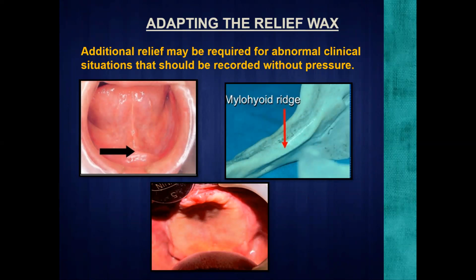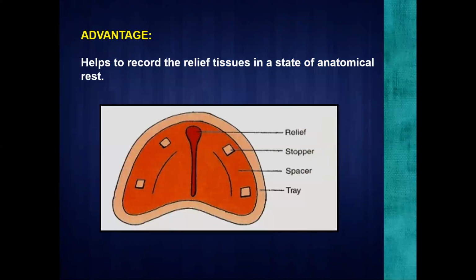We can also adapt a relief wax if required, additional to the spacer wax. Additional relief may be required for abnormal clinical situations that should be recorded without pressure, like the lingual frenum area, or the myeloid ridge area, or additional relief wax can be added onto the flabby areas. The advantage is it helps to record the relief tissues in a state of anatomical rest.